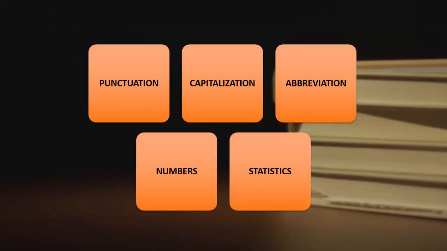This edition is also talking about the mechanics of style. For example, it has given you the ways how you will use the punctuation, the capitalization, the abbreviations, the numbers and statistics. And the in-text citation method is also simplified in this recent version. If you want to know details of the 7th edition, you are advised to visit apastyle.apa.org, where you will find a lot of things which I am going to present in this session.